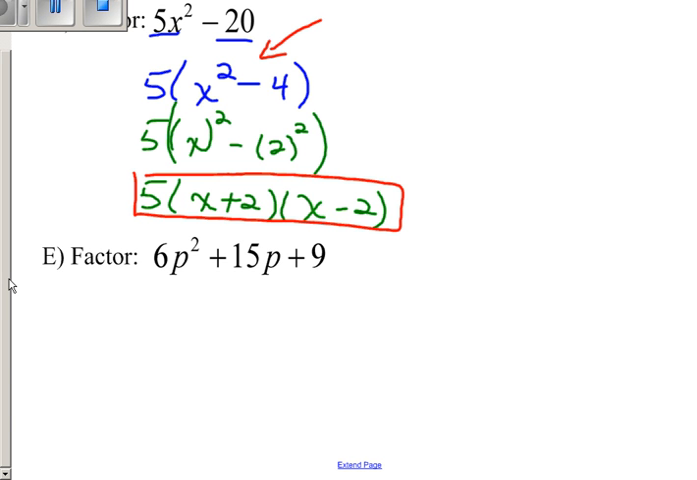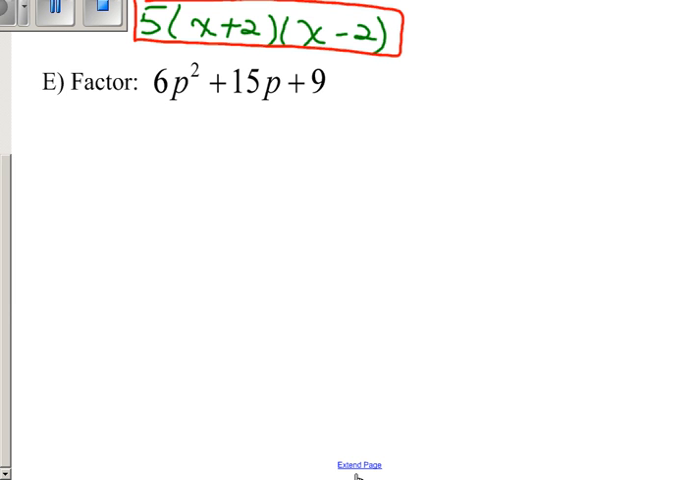Let's try our next example. Factor 6p squared plus 15p plus 9. Again, I need to ask, is there a common term I can factor out of 6p squared, 15p, and 9? The answer is yes. The common factor is 3. If I factor a 3 out of 6p squared, I have 2p squared. If I factor a 3 out of 15p, I'm left with 5p. If I factor a 3 out of 9, I'm left with 3.